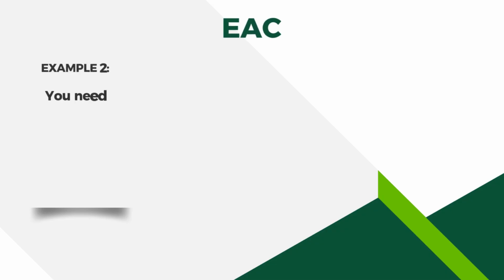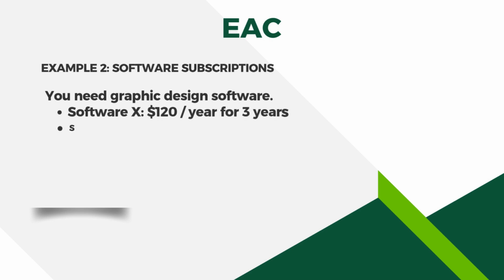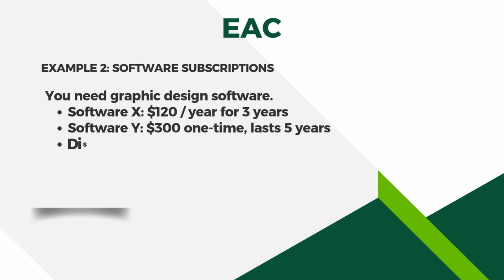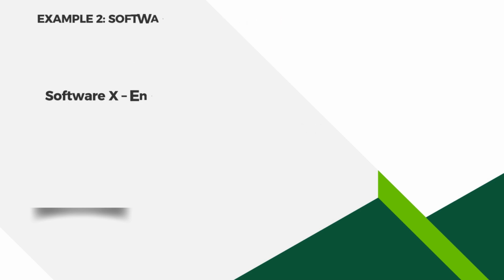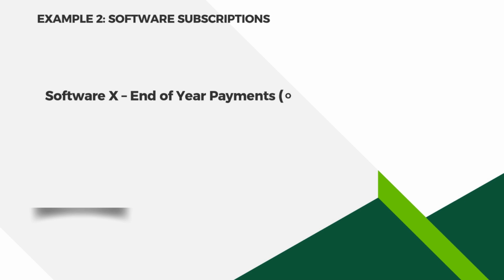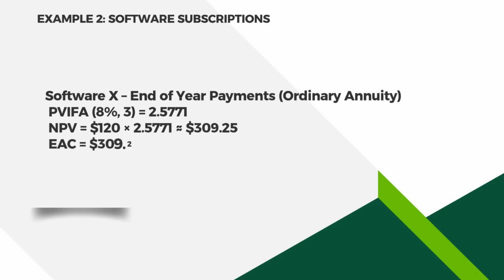Example 2. Software subscriptions. You need graphic design software. Software X, $120 per year for 3 years. Software Y, $300 one time, lasts 5 years. Discount rate, 8%. Software X, end of year payments, ordinary annuity. PVIFA, 8%, 3 equals 2.5771.